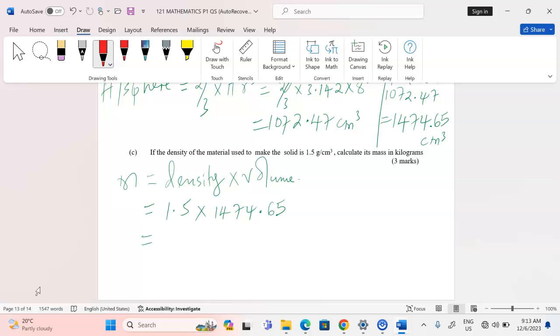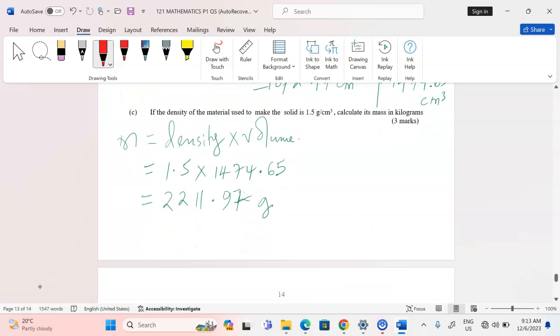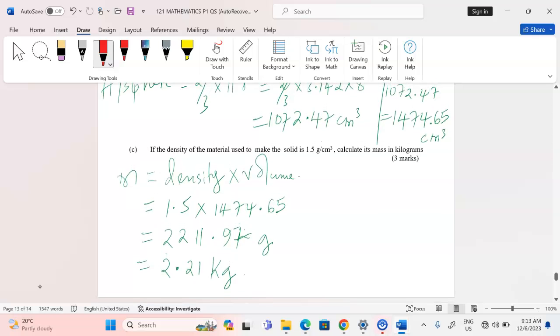So 2211.97, sorry, and these are grams. Therefore, according to the instructions, we are to give the mass in kilograms, so we divide by 1,000 to get 2.21 kilograms. So that is the mass in kilograms.